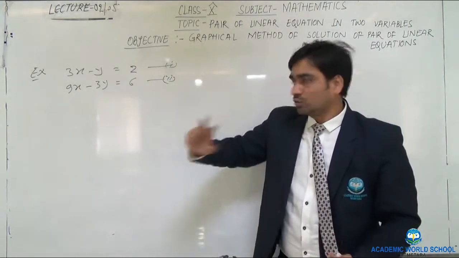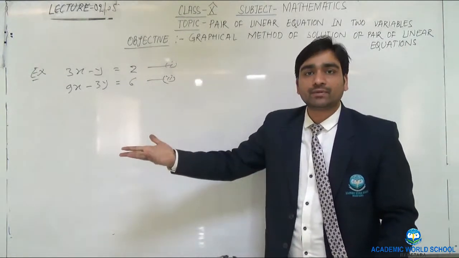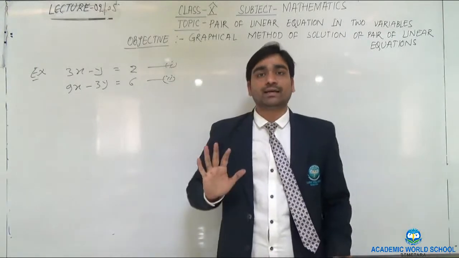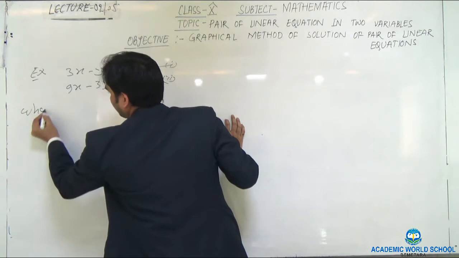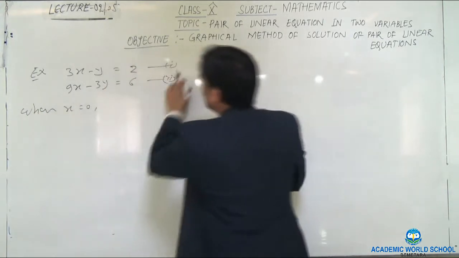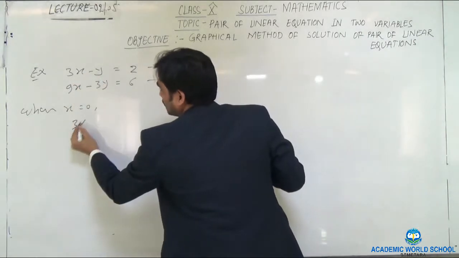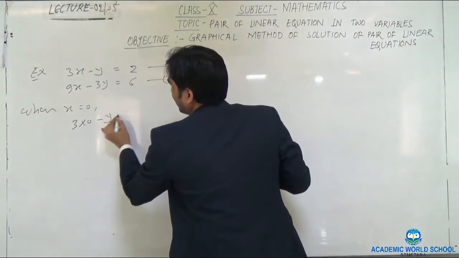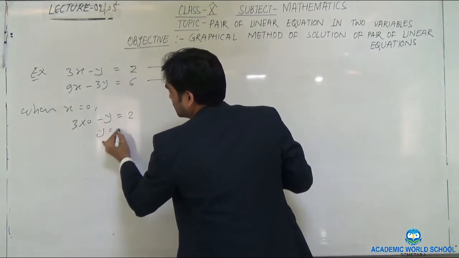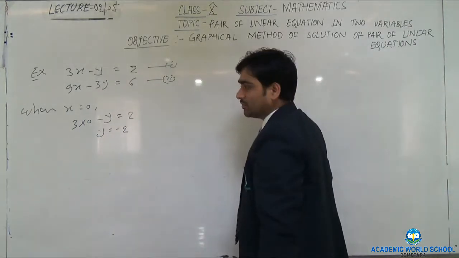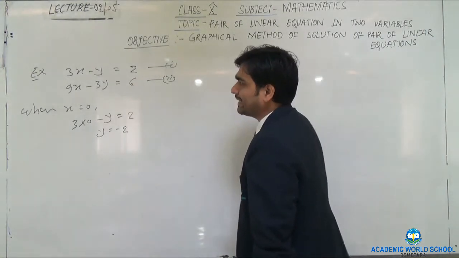Again we will find two solutions of each equation and plot them on the graph. Then we will see which type of graph we are getting. Okay, so let's start. When x equals 0, we are talking about question number one. So what will happen? 3 into 0 minus y equals 2. This term is 0, so y equals minus 2. One solution we got.